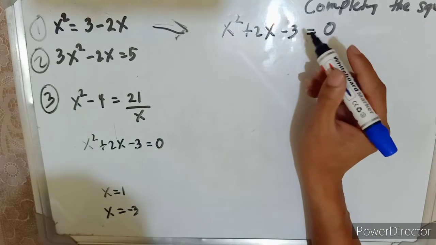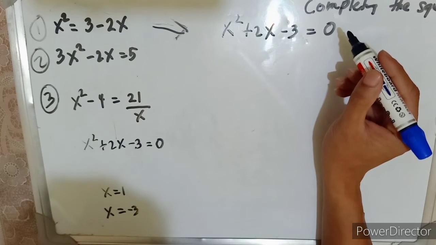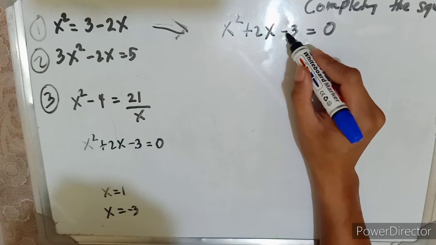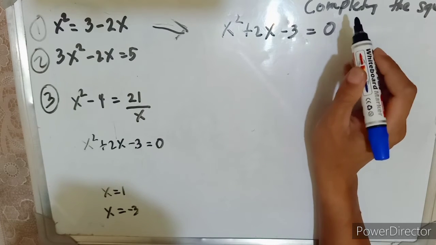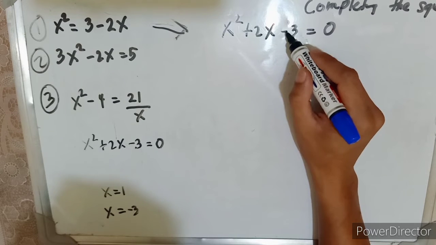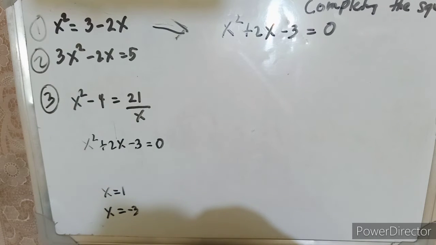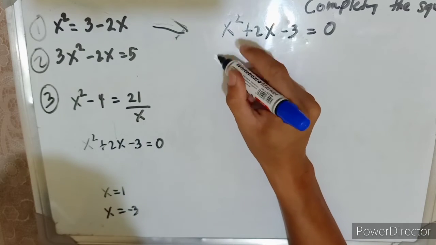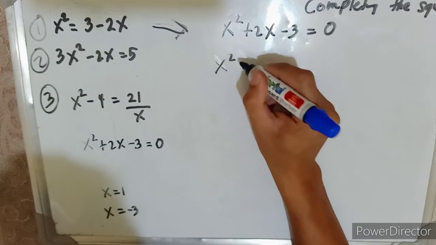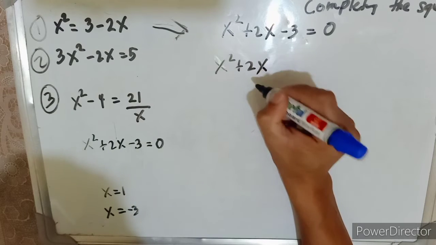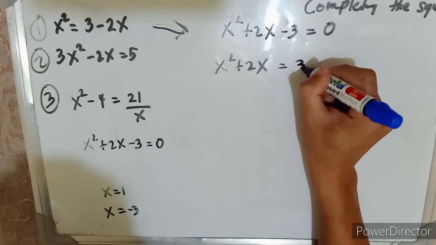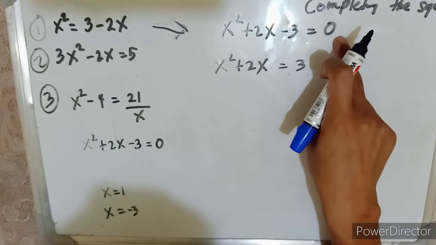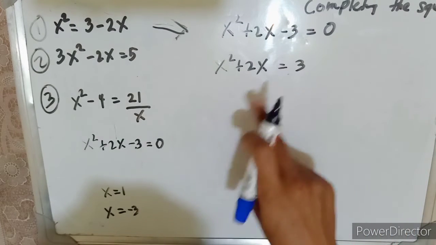Okay, dito na tayo. By completing the square, ang constant, ilalagay mo yan doon sa right side. Ganun lagi yan. Lahat ng constant ilagay mo sa right side. Malinaw po ba? So x squared plus 2x. Nilipat ko siya, so from negative, naging positive, equal to 3.